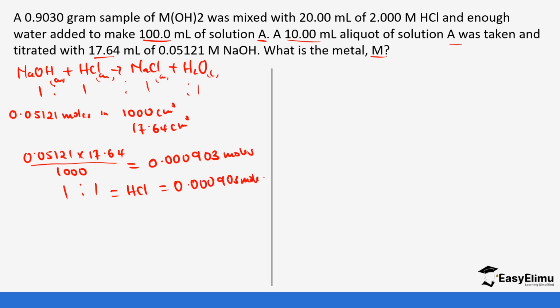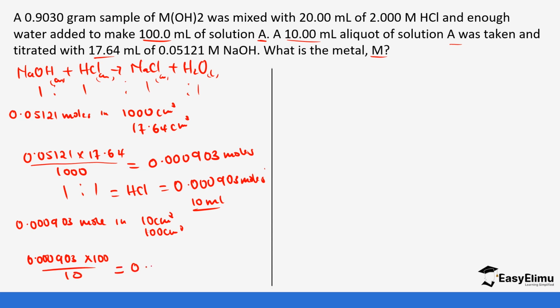Next, we look at the original moles. Remember, these moles are in the 10 ml or 10 centimeters cubed. So we go back. If 0.000903 moles were in 10 centimeters cubed, what about the ones that were in 100 centimeters cubed? Because that's where we removed the sample of 10. So it becomes 0.000903 times 100 divided by 10, which gives us 0.00903 moles. So these are the ones that were in the 100 ml.